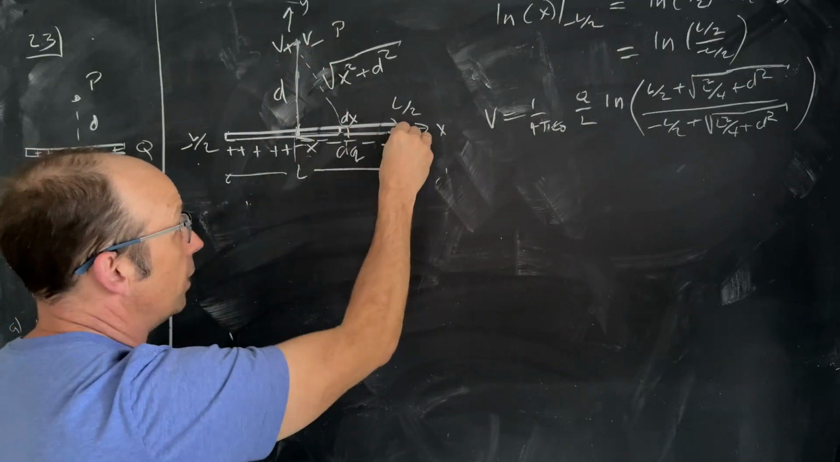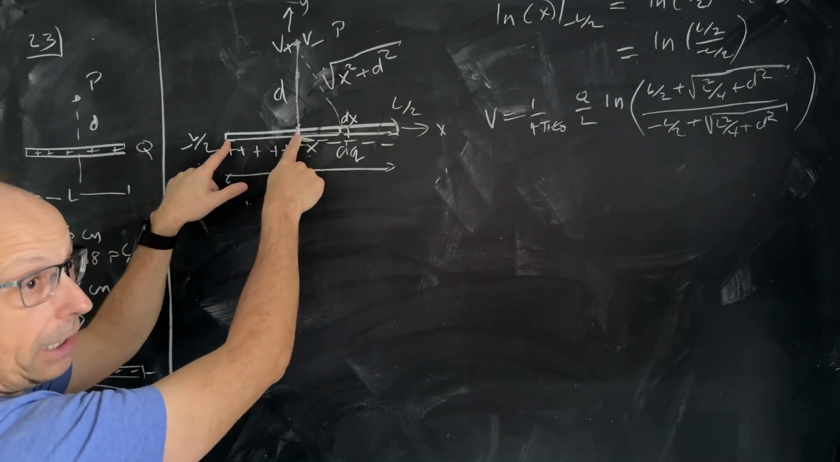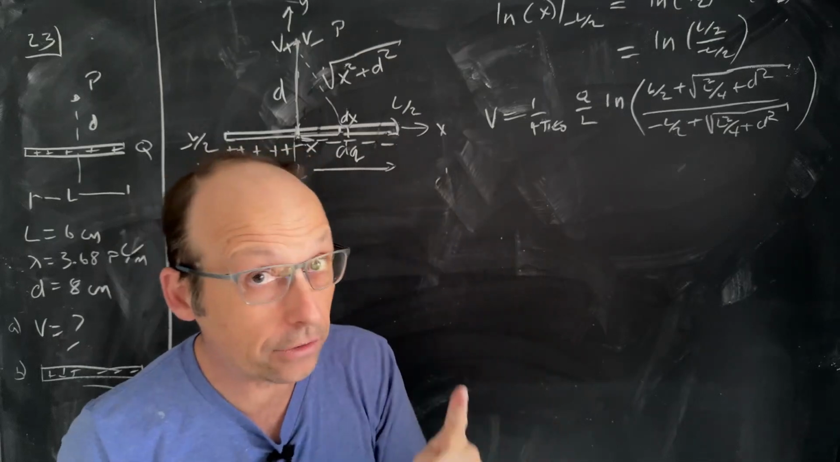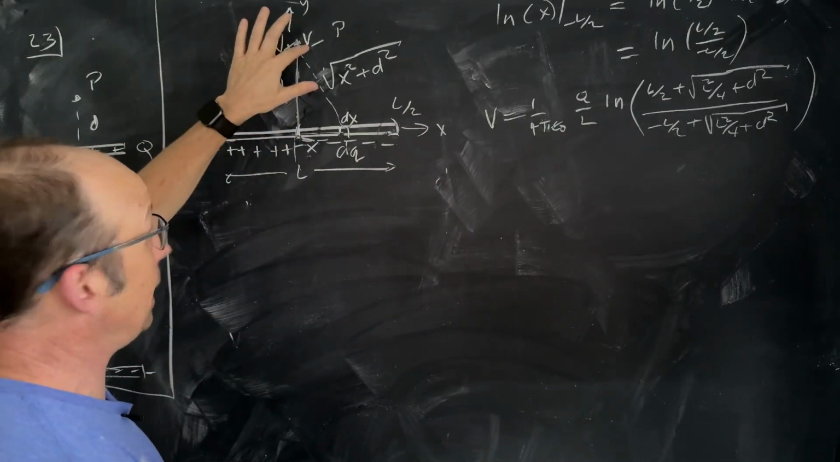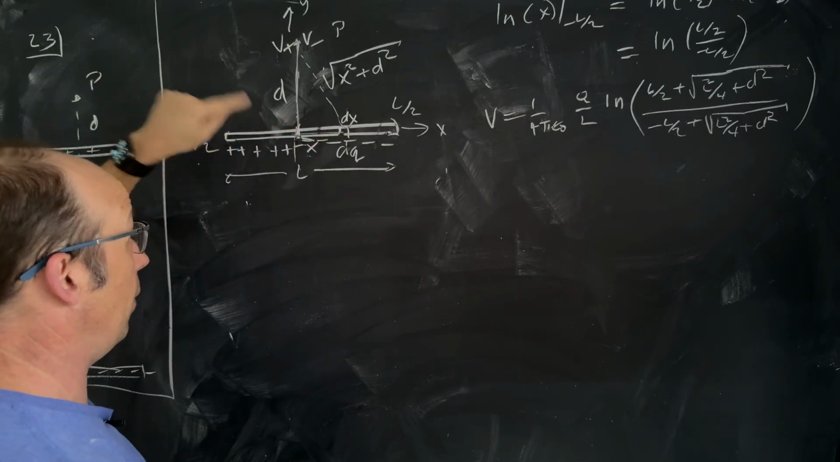But due to symmetry, the potential due to the negative side is going to have the same magnitude as the positive side. And since they're scalar quantities and not vectors, then that plus that is going to be equal to 0. So if I make that one negative and that one positive, I get 0.